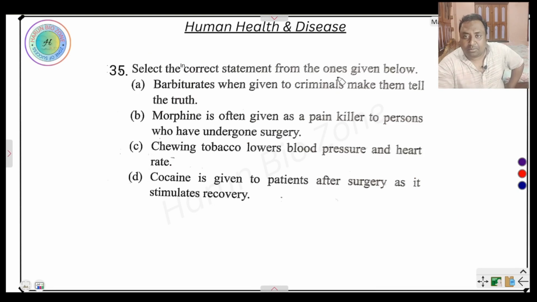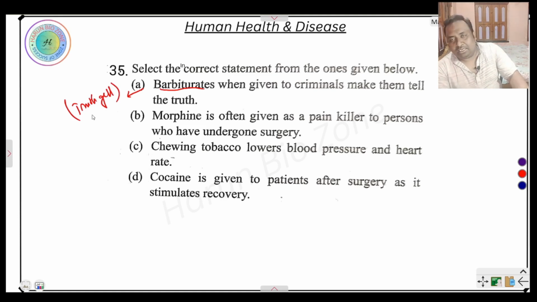Select the correct statement from the ones given below. Barbiturate when given to a criminal makes them tell the truth. Barbiturate is also called truth serum. Actually it controls the emotion of a human being. Morphine is often given as a painkiller.